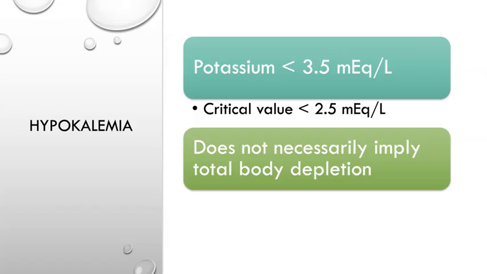Remember, most of the potassium is located inside the cell. We can only measure extracellular potassium in the serum. So there may be hypokalemia in the serum. However, intracellular potassium may be normal. An example could be a patient on high-dose furosemide for heart failure, presenting with muscle weakness and a potassium level of 2.8. This is a classic diuretic-induced hypokalemia.